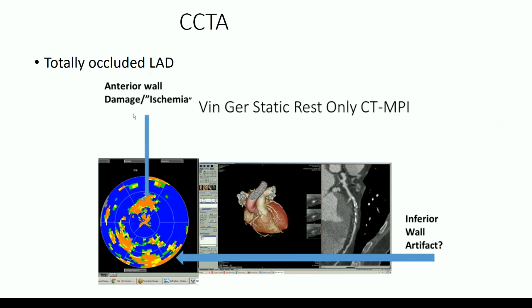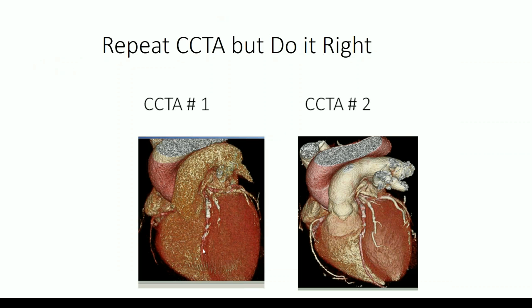We can show you that this totally occluded vessel also has a decreased iodine at the apex, which would be either anterior wall damage or ischemia, and then there's some inferior wall decreased iodine. Actually this LAD does hook the apex and supply some of the inferior wall, so this could be artifact, which we usually see as some basal artifact right in there, or this could be related to the hooking of the apex of the LAD. It appears to be decreased contrast there. But you can't tell the difference between ischemia and infarct.